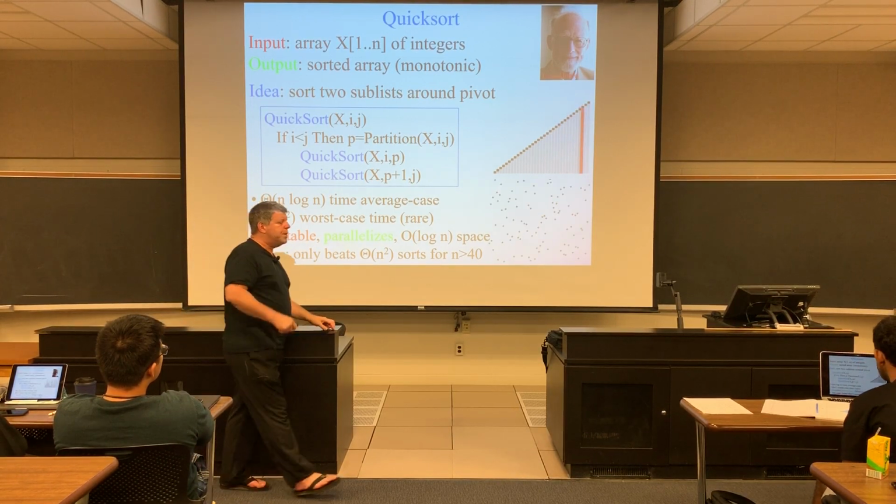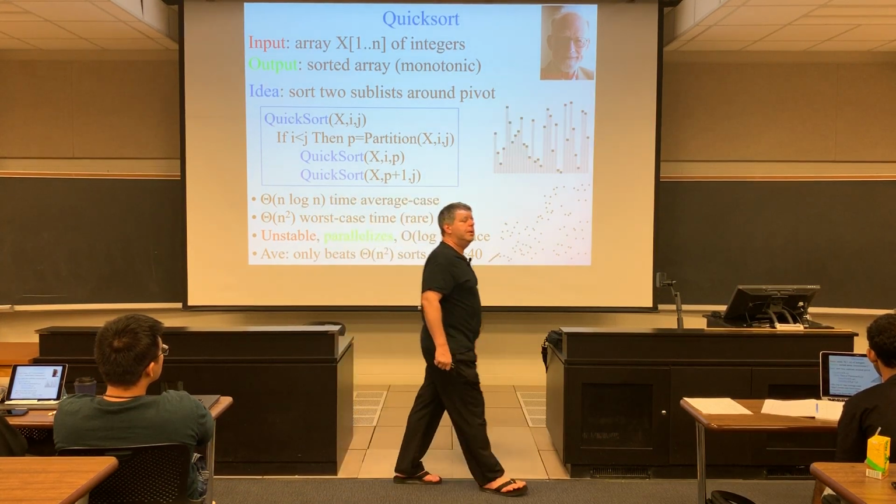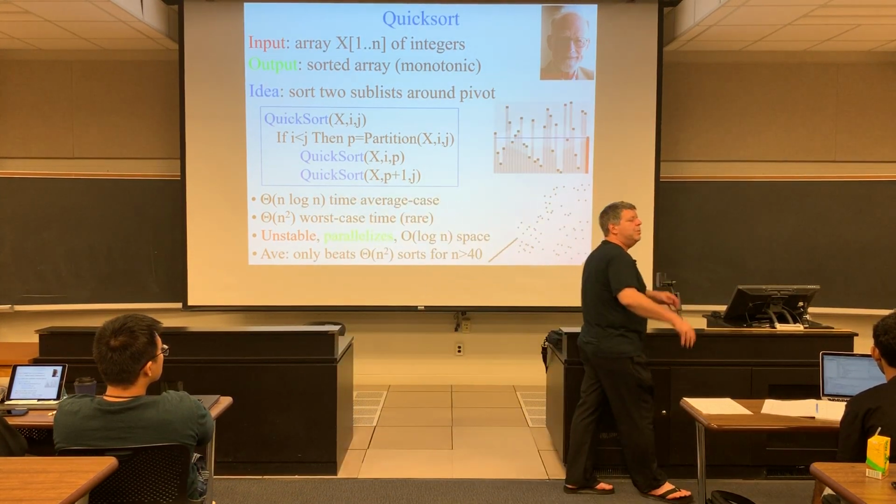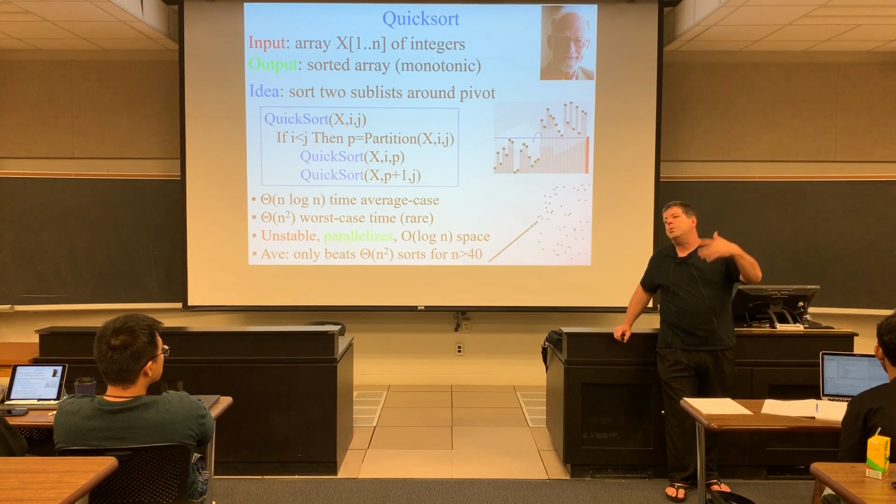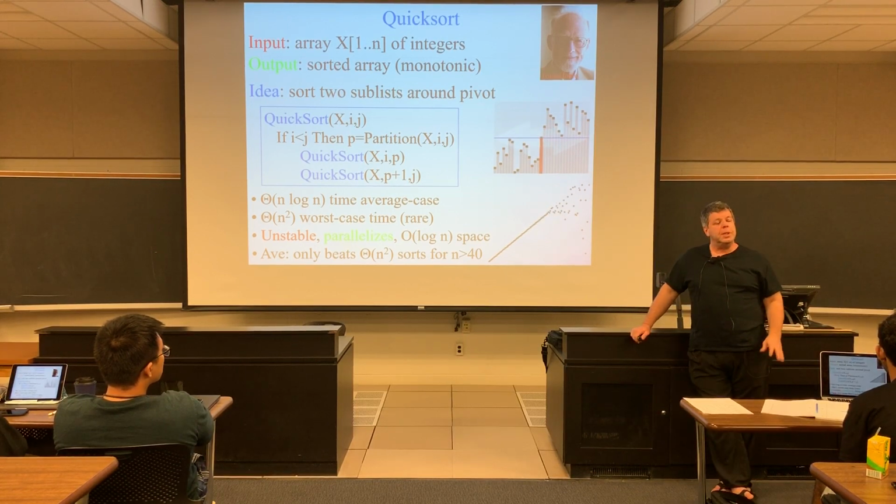So if you want to sort less than 30 or 40 things, don't use Quicksort. Use, you know, anything else you want. Don't even use merge sort. Use insertion sort or bubble sort or whatever. Selection sort. That's fine for a few items or a few dozen items.